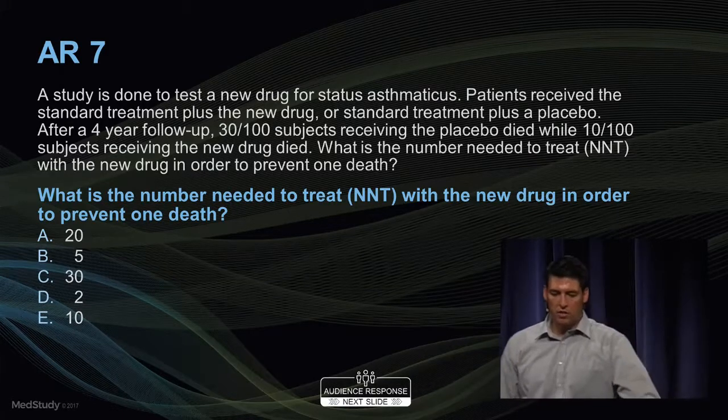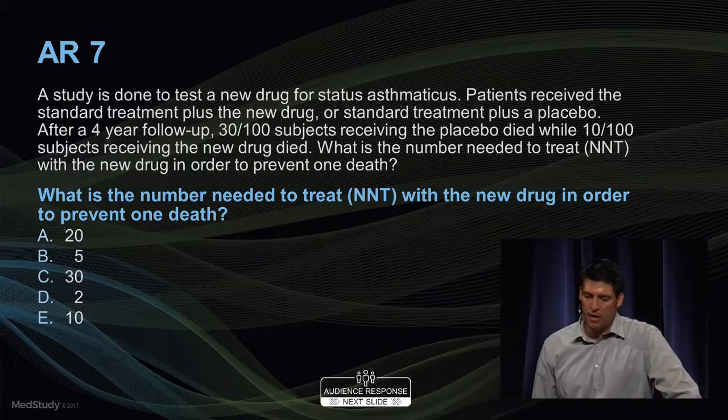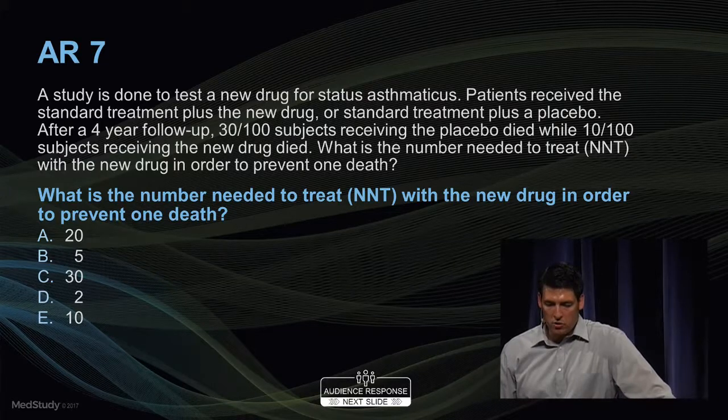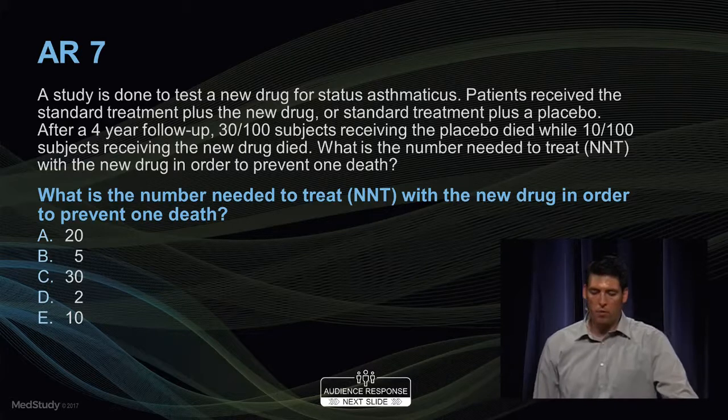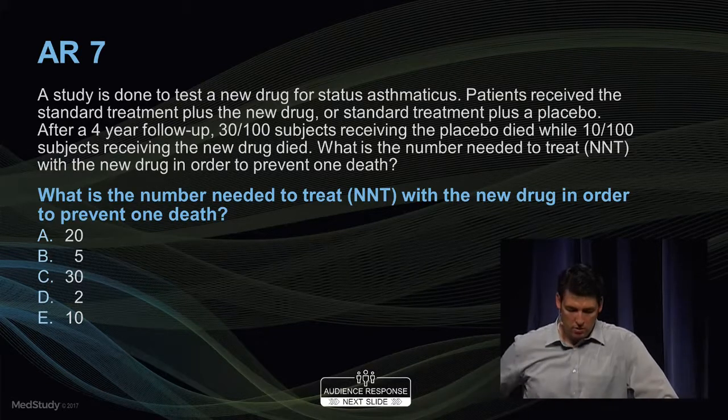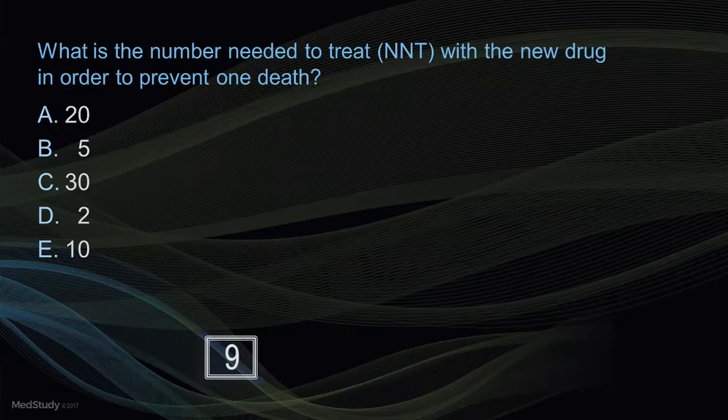So, last little question here. A study's done to test a new drug for status asthmaticus. Patients receive the standard treatment plus the new drug, or standard treatment plus a placebo. After a 4-year follow-up, 30 out of 100 subjects receiving the placebo died, while 10 out of 100 receiving the new drug died. What is the number needed to treat with the new drug in order to prevent one death? Okay, so I'll give you guys a moment to do that calculation. Again, this is not a fair one. 10 seconds.